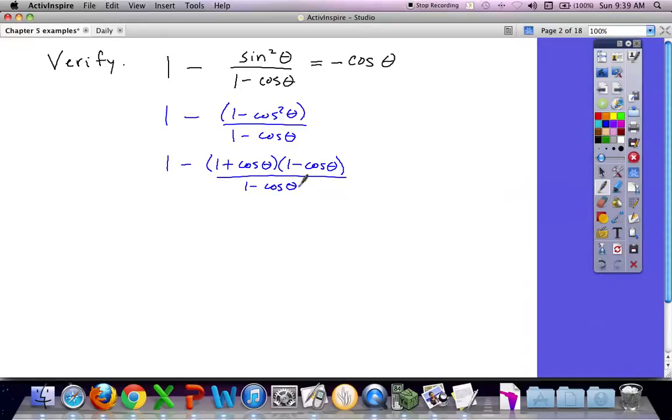Okay, now 1 minus cosine theta is a factor of the numerator. It is a factor of the denominator, so it cancels. So now we have 1 minus 1 plus cosine theta, but without parentheses, that will become 1 minus 1 minus cosine theta. And the 1's cancel, and that is just negative cosine theta. And that is the same as the right-hand side. So that identity is verified.